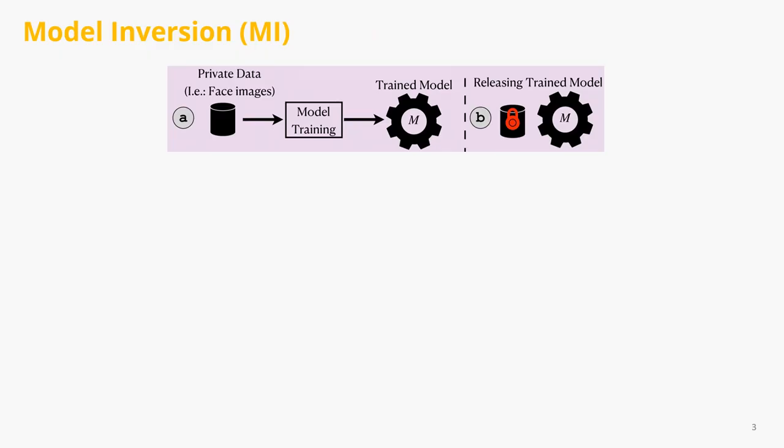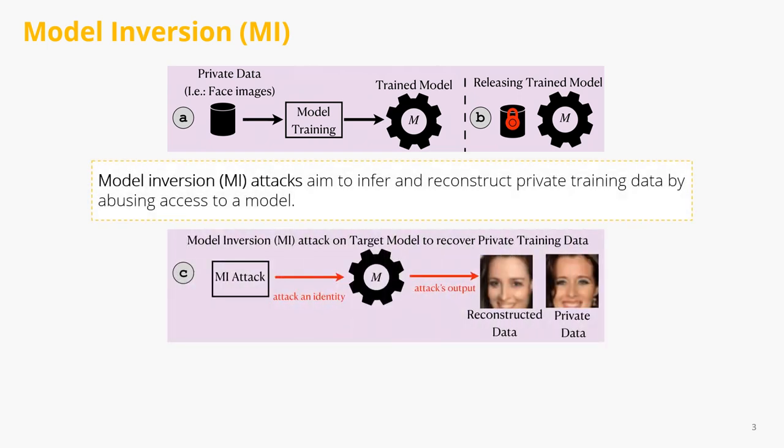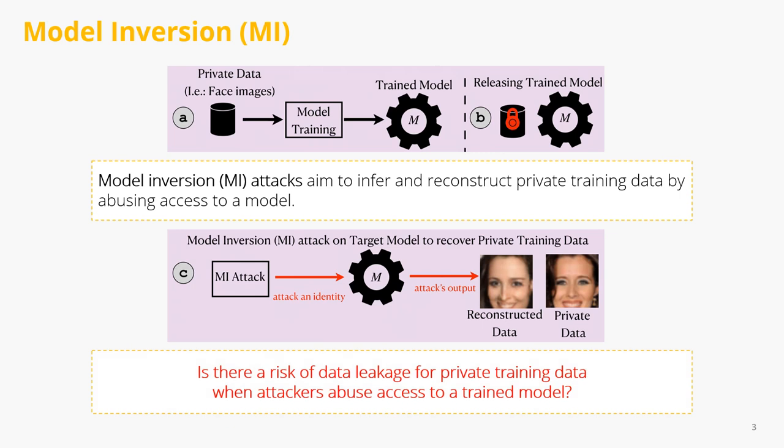Deep neural networks are trained using private training data, and then after training, only the trained model is released to the user, while training data remain private. In this paper, we study model inversion attacks, an attack that aims to infer and reconstruct private training data by abusing access to a model. For instance, an adversary may attack a face recognition system to reconstruct sensitive face images used in training. MI attacks have raised a serious concern of leaking private training data through a trained model.